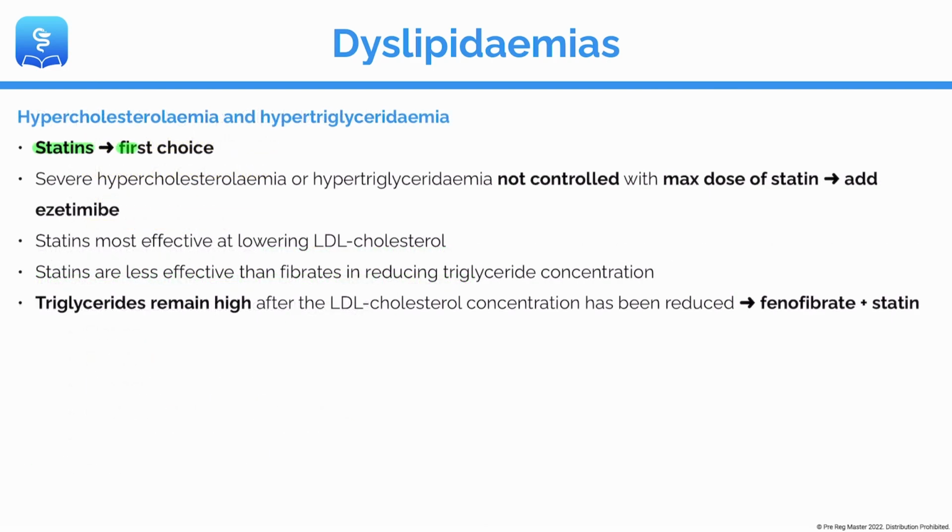Statins are the drugs of first choice for treating hypercholesterolemia and moderate hypertriglyceridemia. Severe hypercholesterolemia or hypertriglyceridemia, not adequately controlled with a maximal dose of a statin, may require the use of an additional lipid-regulating drug, such as ezetimibe, and in these cases, treatment should generally be supervised by a specialist.